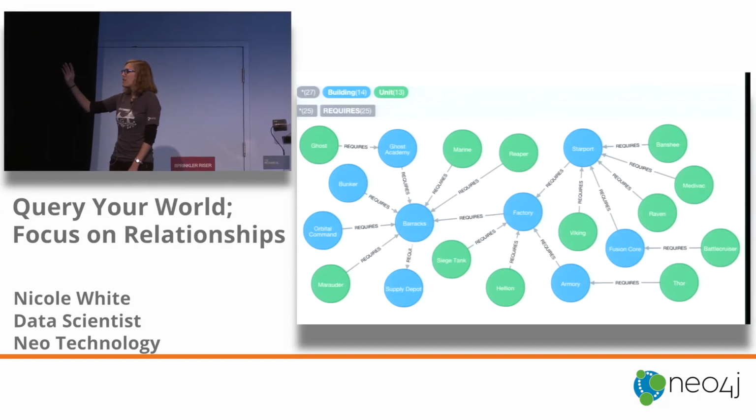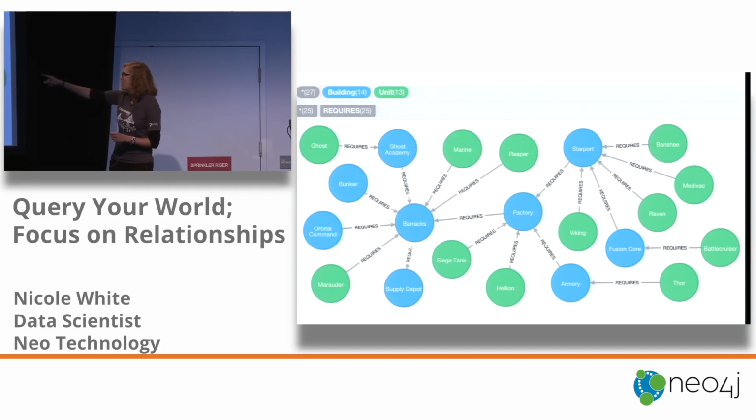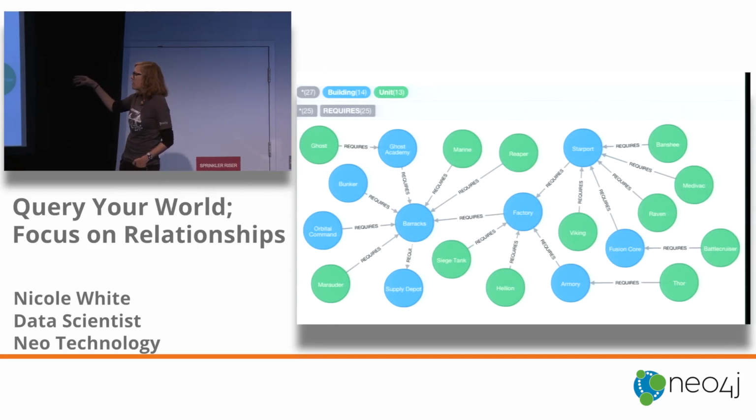We just have two node labels going on here in this example data set. We have buildings and units. And then we have the hierarchy of requirements modeled with a requires relationship. So here, for example, we have that the factory here in the middle, this blue factory node, is a building that requires a barracks, and then the barracks requires a supply depot. So there's this big hierarchy of building requirements down to the lowest node, which is usually the supply depot or, not shown here, command center.